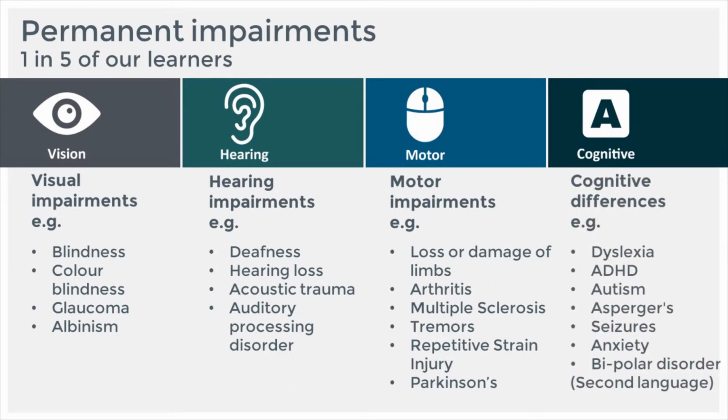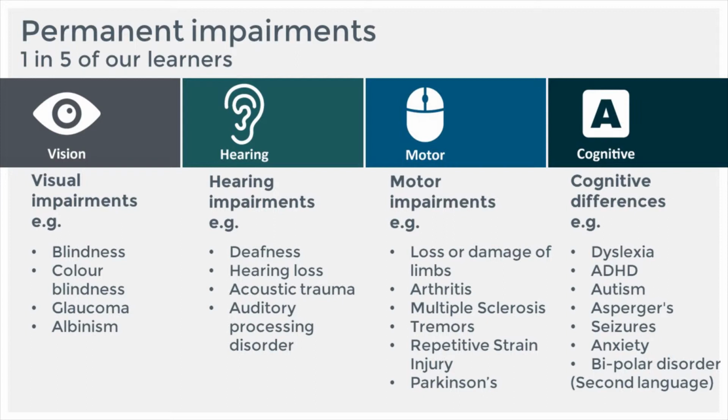Finally, for cognitive, you'll notice that I've called the category cognitive differences rather than impairments. This is because the category includes examples such as dyslexia and autism, which would often be thought of as cognitive impairments, but also includes examples such as anxiety and bipolar disorder, which would be considered mental health issues.